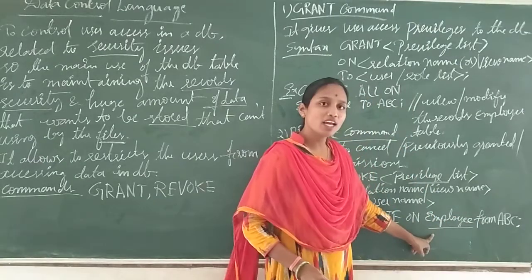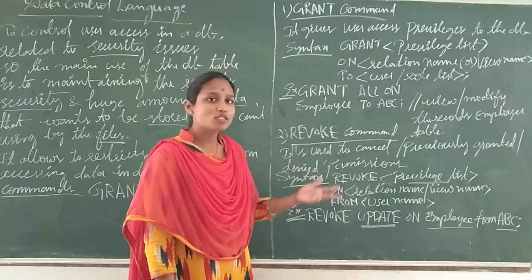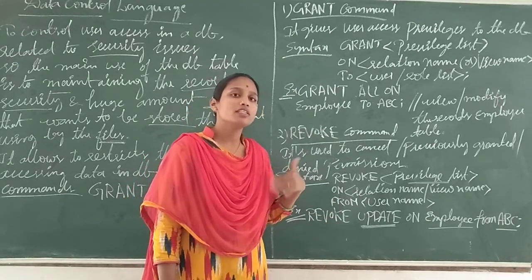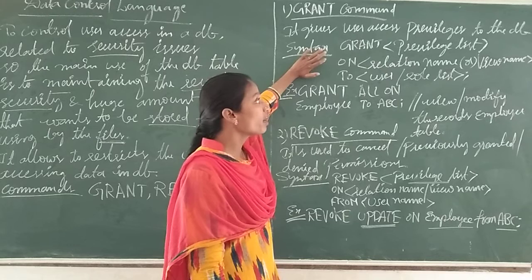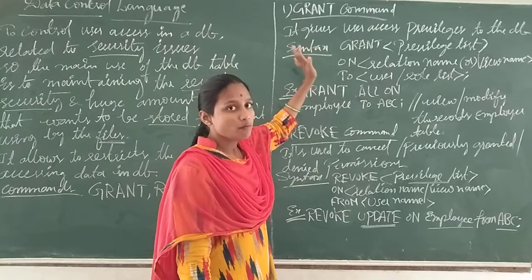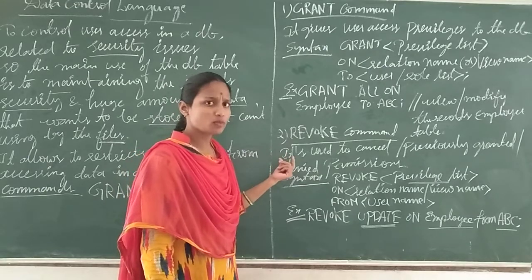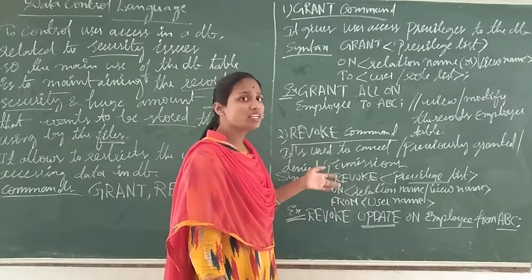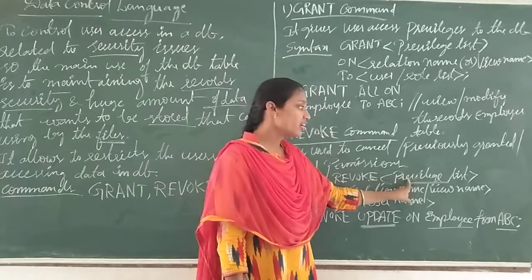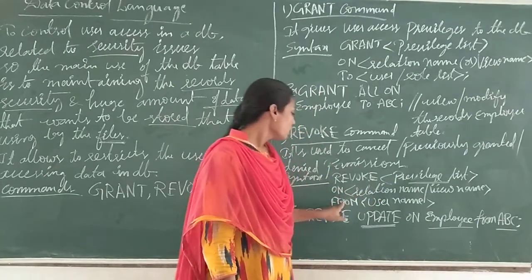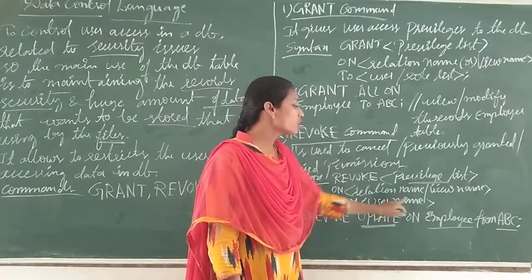the permission on the relation name employee from ABC, the user who had access to modify, view and retrieve the data. The user took that permission with the help of the grant command, and the DCL cancels it. Whatever permission the user has taken is cancelled with the revoke command. Now the syntax is: revoke privilege list on relation name or view name from the user name from whom we are cancelling the permission.